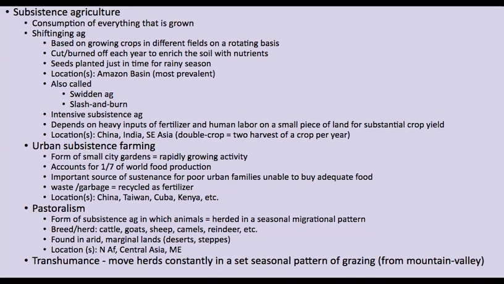Another one, which I didn't talk about specifically, but is more common now than it used to be, is urban subsistence farming. This is basically like having your own garden, but much more productive. It's a form of small city gardens, which is a rapidly growing activity. It accounts at this point for 1/7 of the world food production. It's growing really rapidly in this modern day. And it's an important source of sustenance for poor urban families who are unable to buy adequate amounts of food.